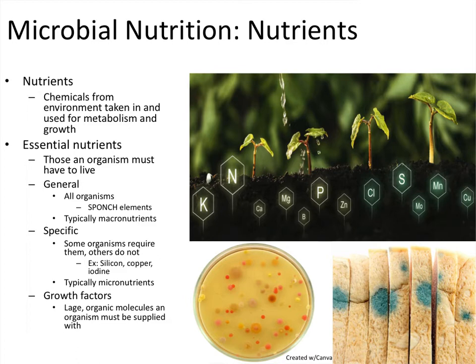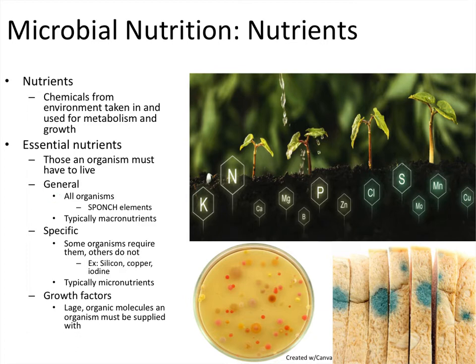And a good example of those are the SPONCH elements: sulfur, phosphorus, oxygen, nitrogen, carbon, and hydrogen. Every single living organism on the planet, whether that is a microbe, whether that's a person, whether that's a plant, whether that is an animal, every living thing on the planet must have all 6 of these elements as part of their nutrients, or they will die. The reason for that is these elements make up the macromolecules. They make up carbohydrates, proteins, lipids, and nucleic acids. And without those, organisms simply do not exist.